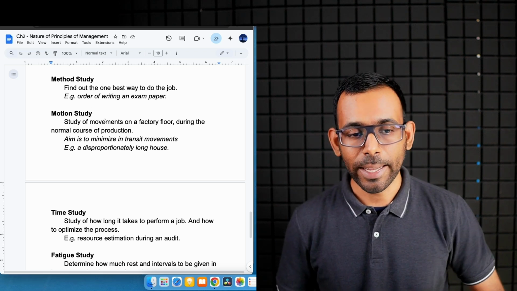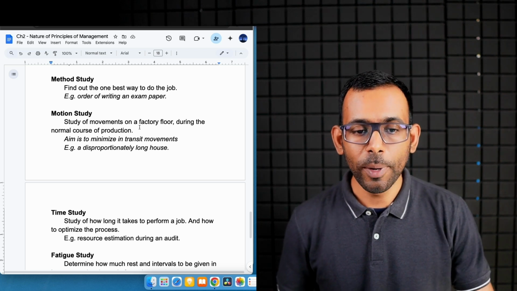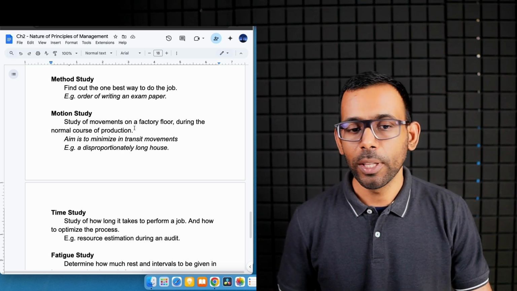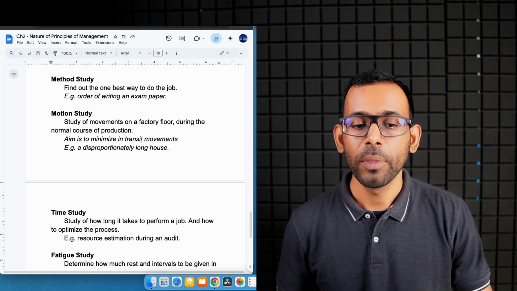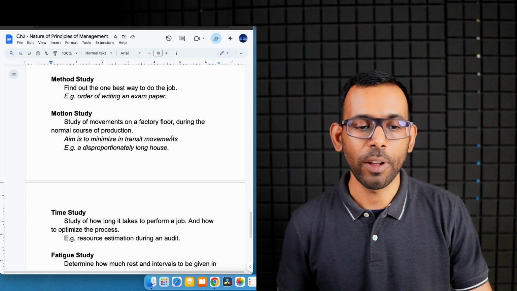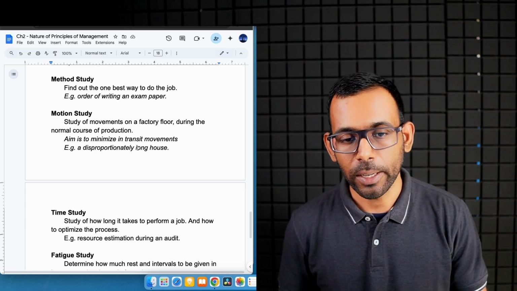And let's talk about the second study, which is motion study. This is about study of movements on a factory floor during the normal course of production. The aim of this study is to minimize the in-transit movements inside factory. Okay, I will show you the example here, a disproportionately long house.